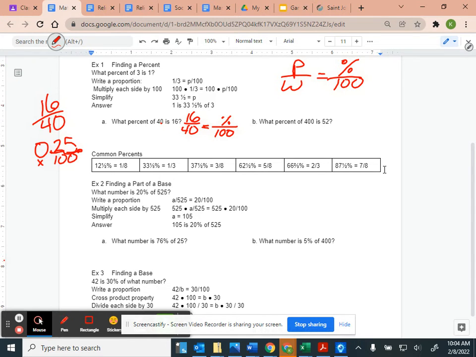Okay. So if we do 16 divided by 40, we get 0.25. It's not 0.25%. We have to multiply it by that 100 to know that it's going to be 25%. So that's why we're multiplying by 100. That's going to give us what our percentage is.